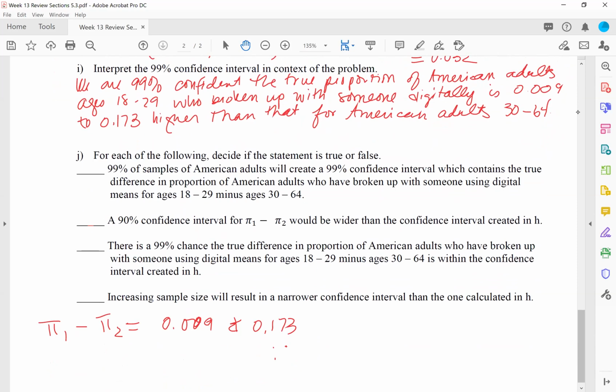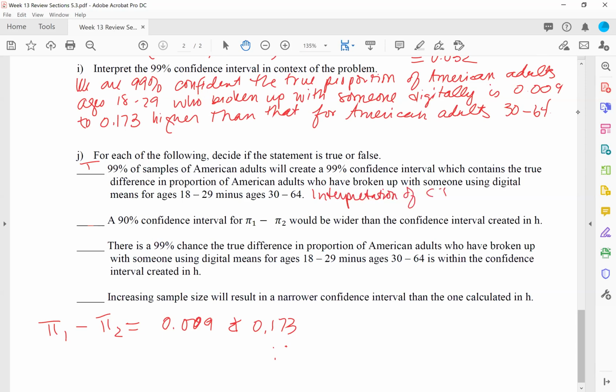All right, so we've got some true false statements here. 99% of samples of American adults will create a 99% confidence interval, which contains the true difference in proportion of American adults who have broken up with someone using digital means for ages 18 to 29 minus ages 30 to 64. Does that sound like a true or a false statement? True. Yep. This is our interpretation of the confidence level.